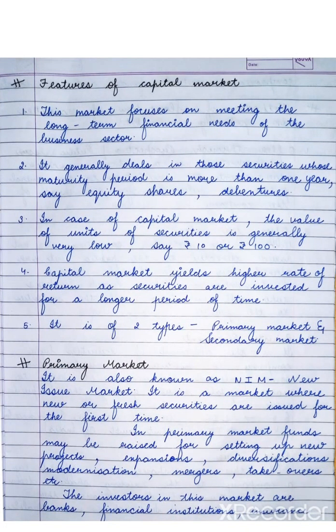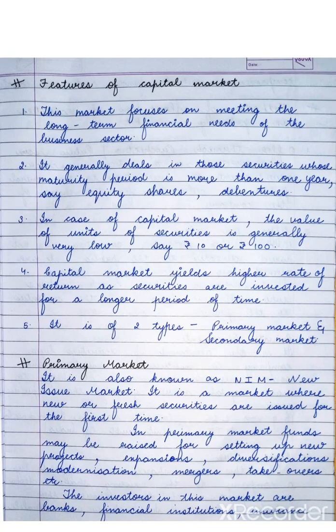Now, features of capital market. We are going to do the characteristics of capital market. Mind it, capital market is that market in which we are dealing in long-term securities. So, a place from which the business sector satisfies long-term financial needs is known as capital market. It generally deals in those securities whose maturity period is more than 1 year.